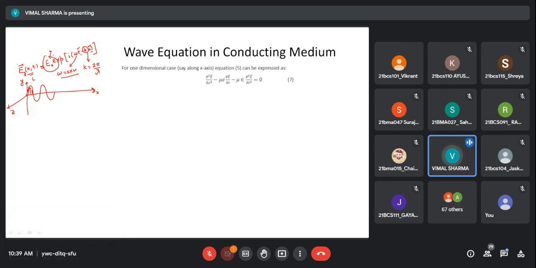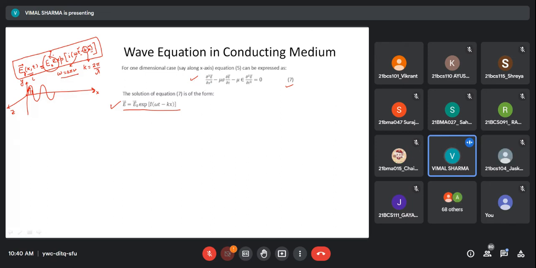For that, this is my assumed solution, or you can say this is what I expect. I plug this solution back in my differential equation. This is my E field, the solution to this equation. We are not able to solve it directly because we do not know how to deal with partial differential equations. There is a method, the separation of variables technique, but it is from higher mathematics.